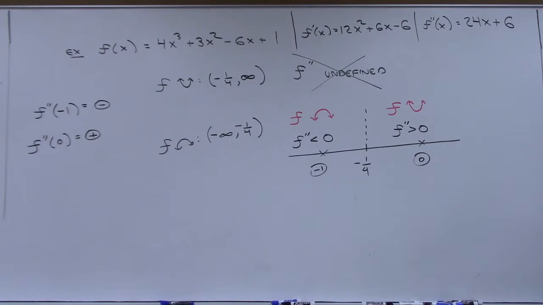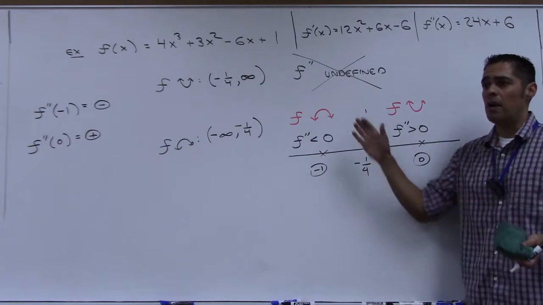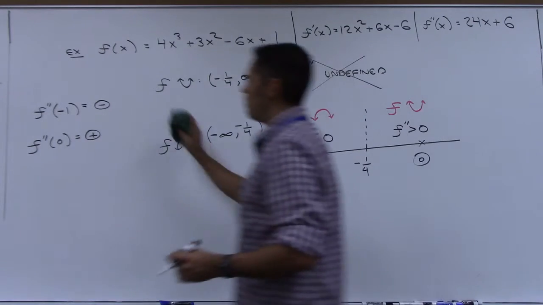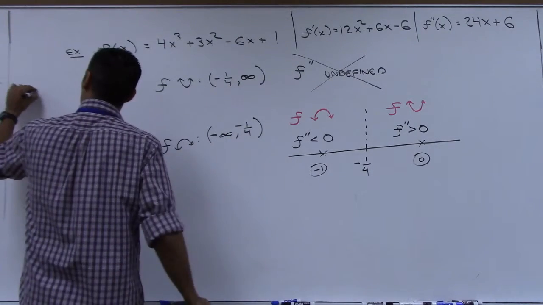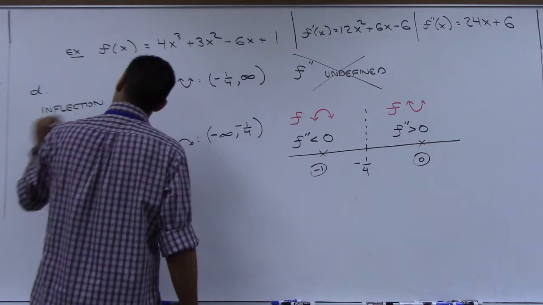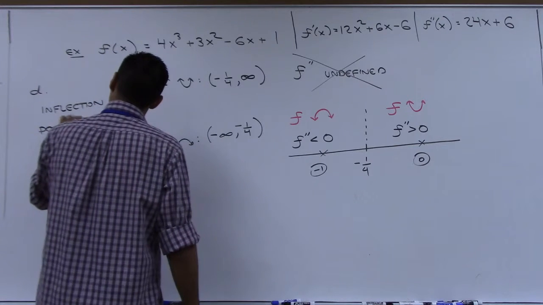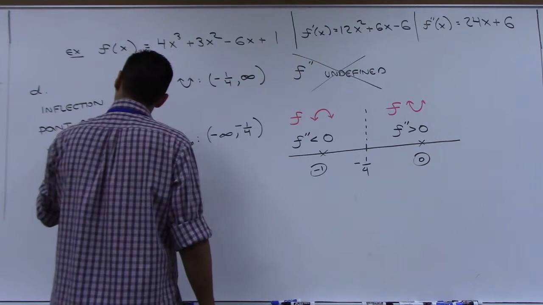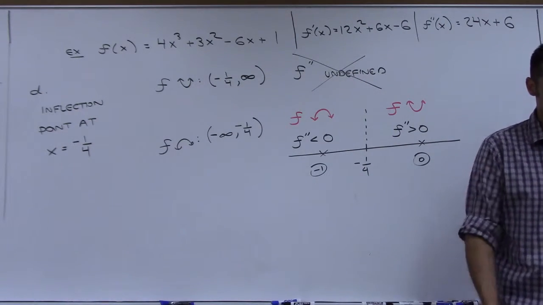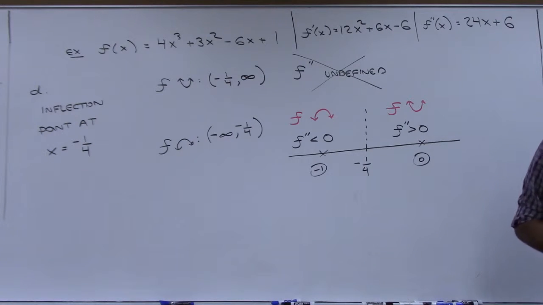Okay, what's part D? Do we have any inflection points? Inflection points are anywhere where you change concavity, right? Frown to smile. That happens right here. We have an inflection point. So for part D, inflection point at x is what? Negative 1/4. And then I could actually plug that into the original function to figure out where that point is, couldn't I? I'm not going to. You could plug it into the original function, which everyone here should be able to do given enough time, right?